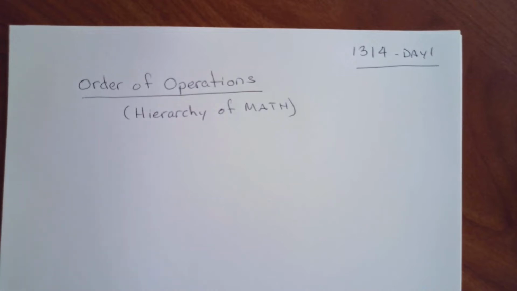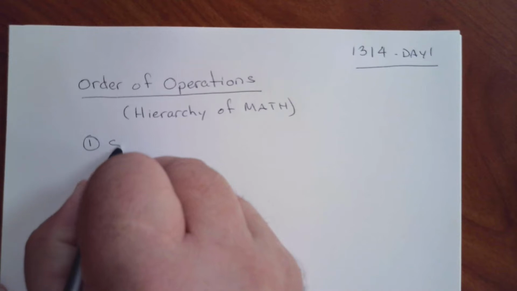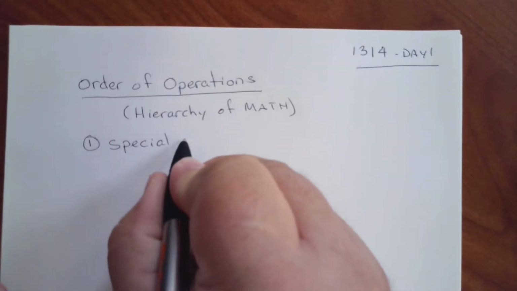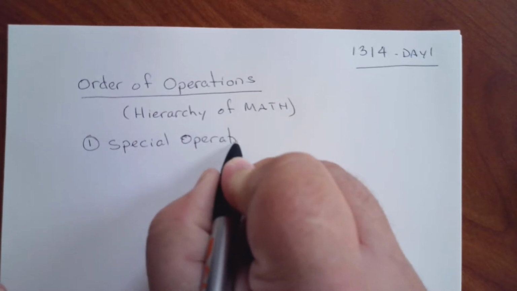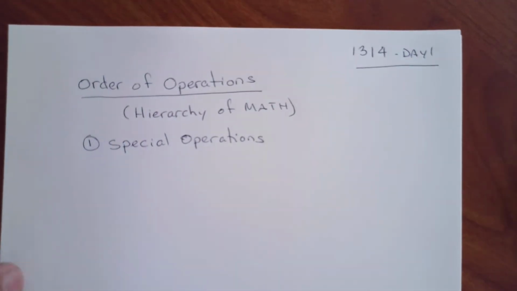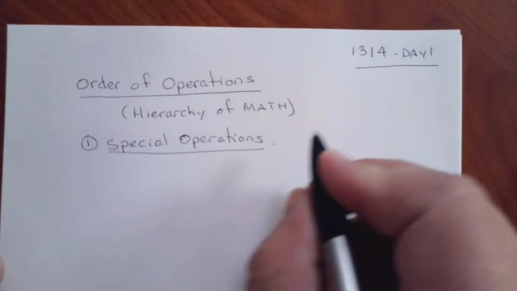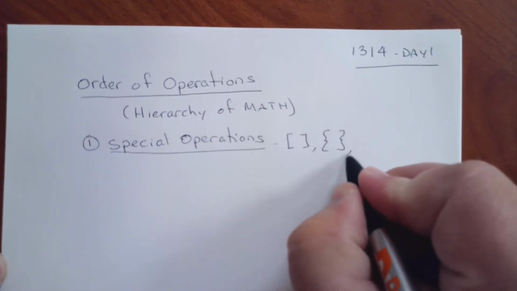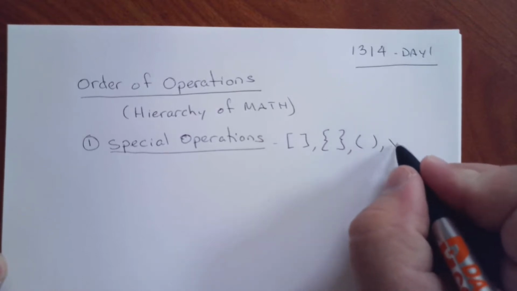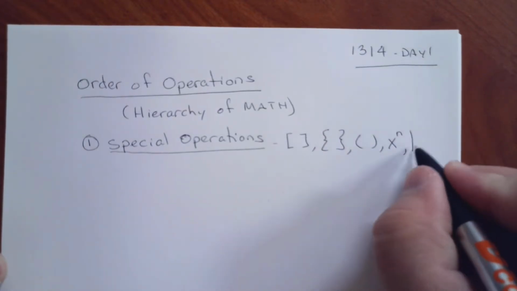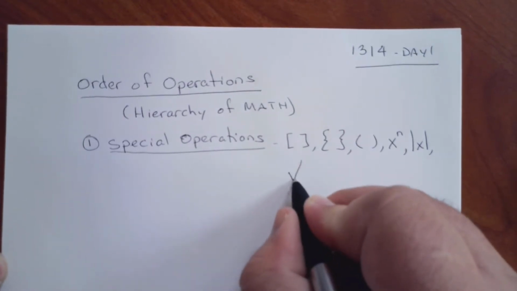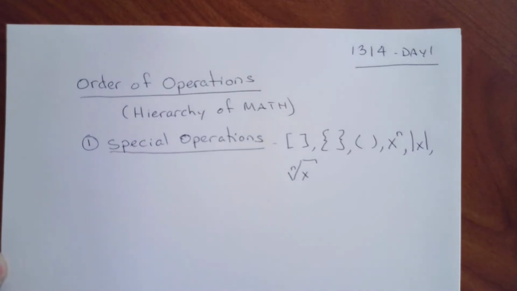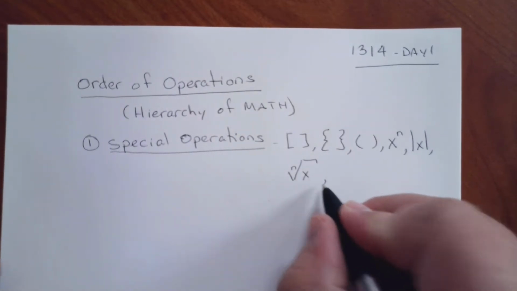So this is the way it should be done. The first thing you have to do are any special operations. What do I mean by special operations? Brackets, parentheses, exponents, absolute values, radicals, square roots, nth roots.